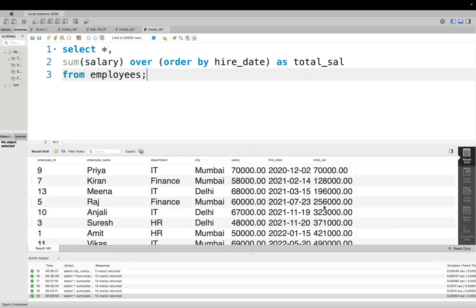So we are getting the running total. If we have to interpret from this, it means till 23rd July 2021, the total salaries per month that we were paying were 2,56,000, because that's the hire date. Only four employees were there till then. After this, one more employee got hired on 19th of November 2021. Now, total salaries which this company pays per month is 3,23,000, because it pays 70,000, 1 lakh, 70,000, 58,000, 68,000, and so on. So now it is doing a running total.